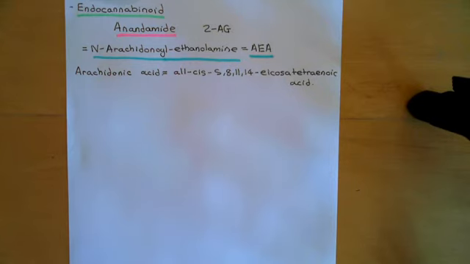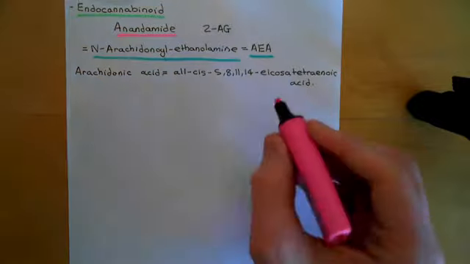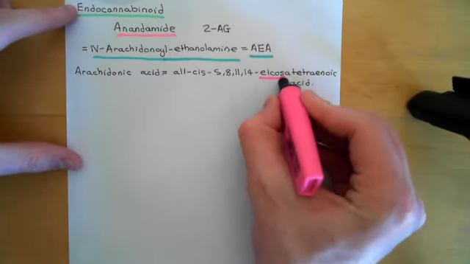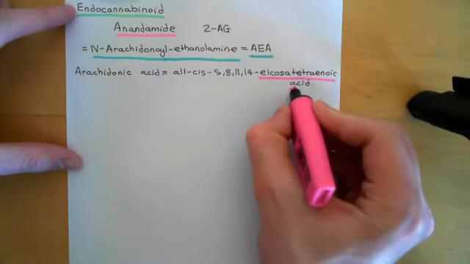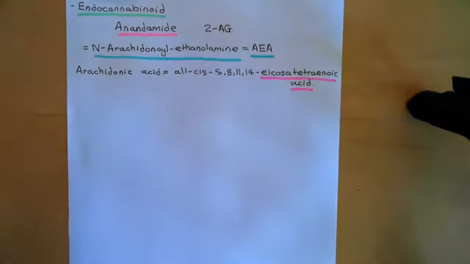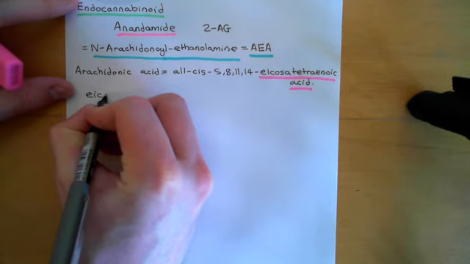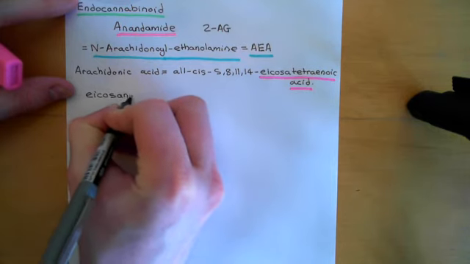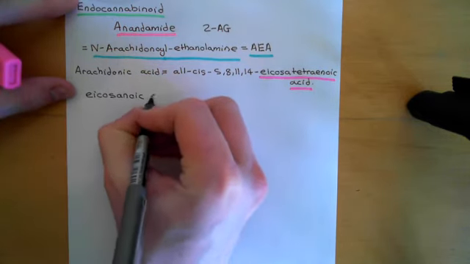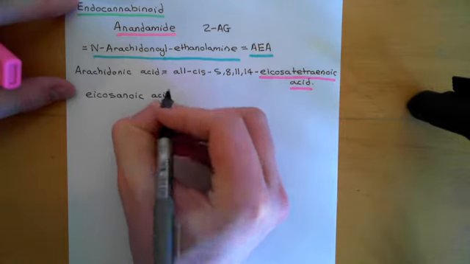More properly, arachidonic acid specifically means all-cis 5,8,11,14 icosatetraenoic acid. So let's think through this name. Firstly, let's start off with this bit over here, icosatetraenoic acid. Well, firstly, let me say that icosanoic acid is just a 20 carbon fully saturated carboxylic acid.